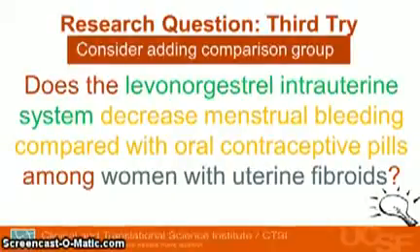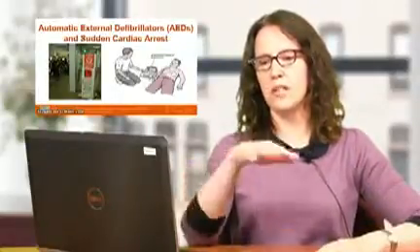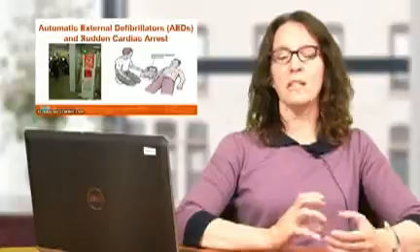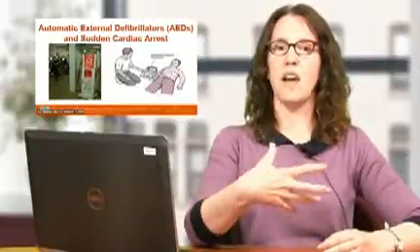Let's look at another example. So I had a student in a research course who was very interested in these automatic external defibrillators that are in a lot of airports and now more and more public places. And these are devices that you probably have seen before that say AED, usually with a big red heart on the front. And the idea of these devices is that when someone has sudden cardiac arrest, placement of the device and use of the device is supposed to prevent death.